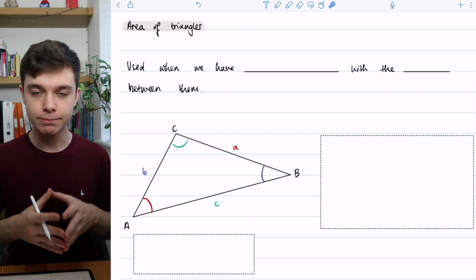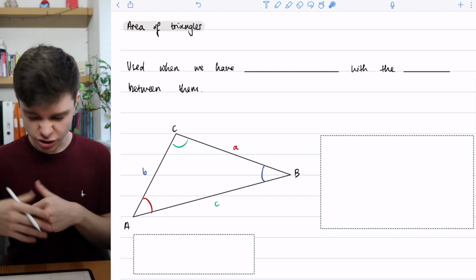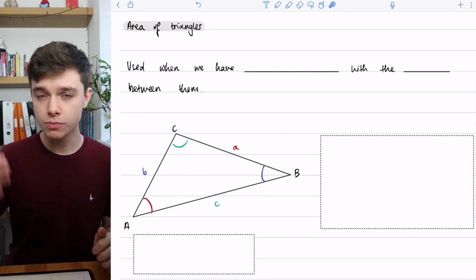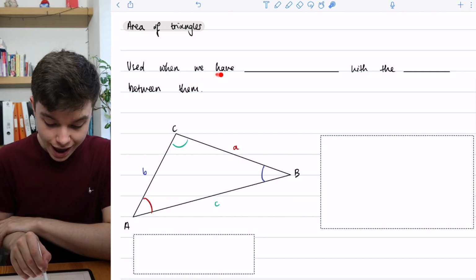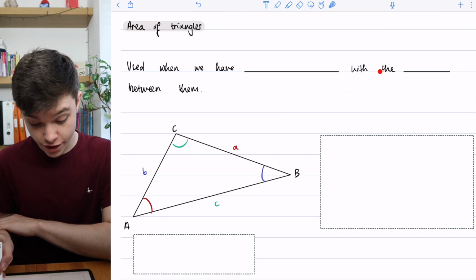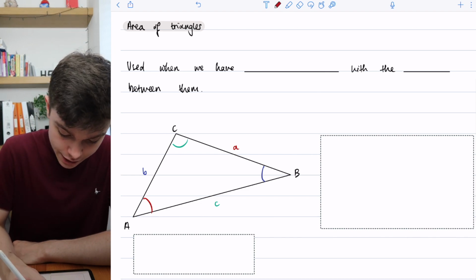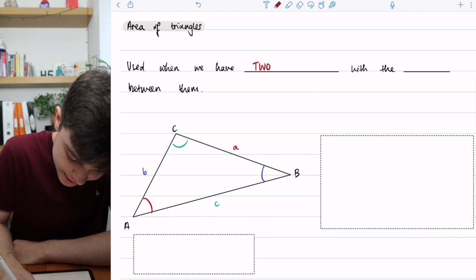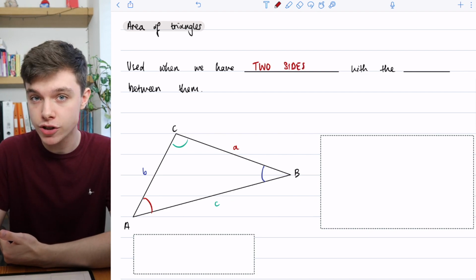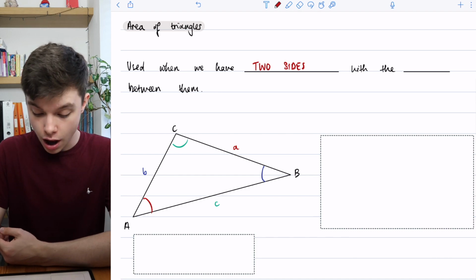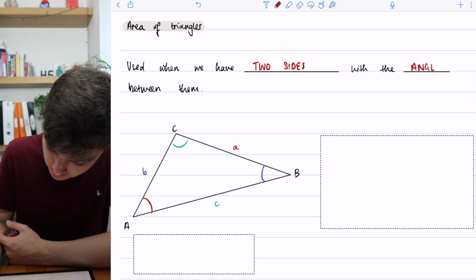I'll introduce it in a minute. We have to use it when we have a certain restriction on the triangle, or some certain things we have to have. When we have, and I'll write it in red, we have two sides. And when I say we have two sides, I mean we know the length of two sides. And those two sides with the angle between them.